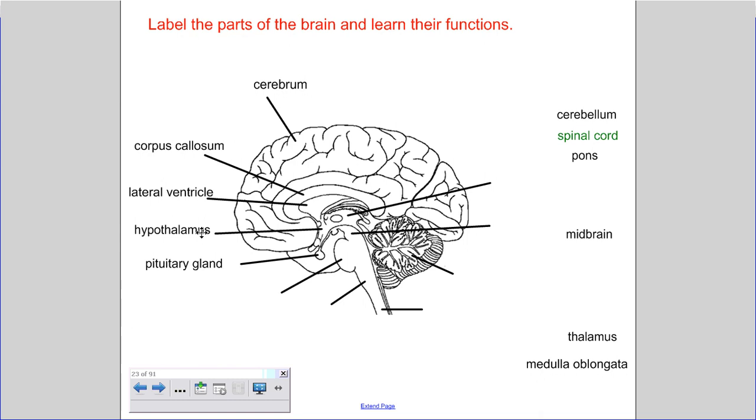It is the center of thirst and hunger, center of pain and pleasure, the center of body temperature, metabolism, water balance, and even aggression is to some degree controlled by this part. So hunger and thirst, pain and pleasure, your body temperature, metabolism, water balance, and aggression are things that tend to be regulated by the hypothalamus.